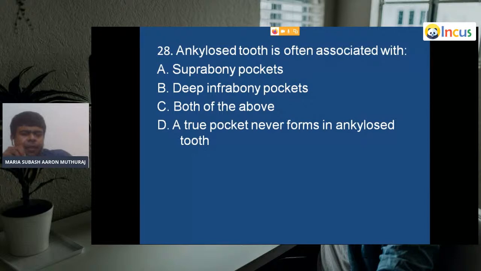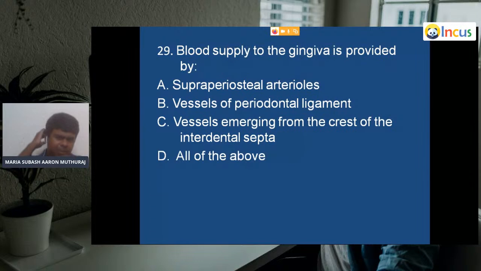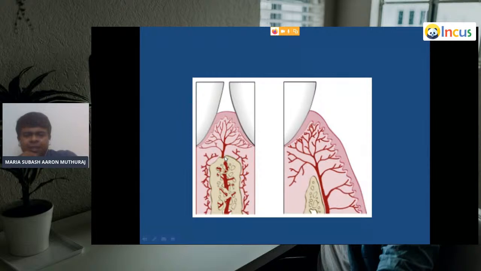Coming to blood supply of gingiva, the main blood supply of gingiva is derived from the supraperiosteal arterioles, the vessels of the periodontal ligament, and vessels emerging from the crest of the interdental septa. All these three provide blood supply to the gingiva. Therefore, the answer will be all of the above. Here you can see in this image, these are the interdental vessels arising from the interdental septa, and these are the supraperiosteal vessels. The vessels arising from the PDL also supply the gingiva.